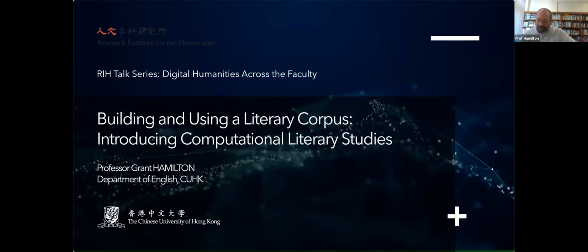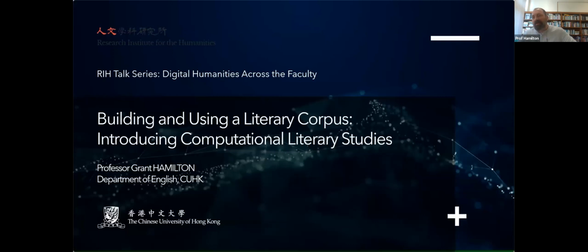The talk itself is, broadly speaking, structured into two sections. The first section amounts to a very general introduction to digital humanities and specifically the emergence of computational literary studies as both a discipline and as a way of working.